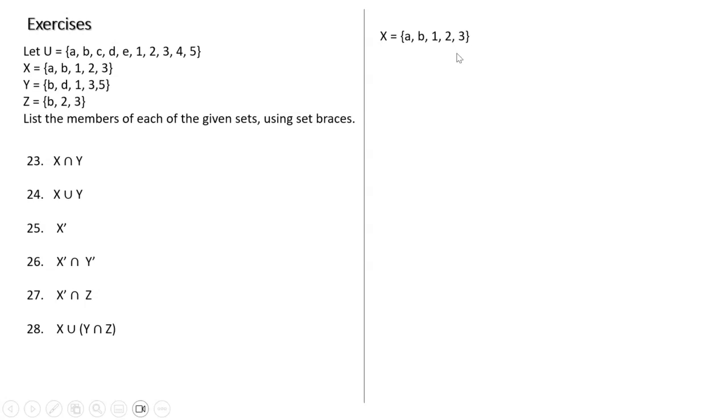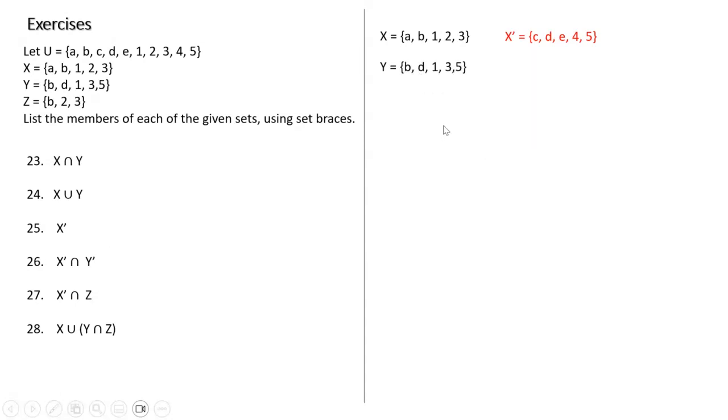So there's a 6, right? The complement of X, or not X, then you have to go to the universal set, which means not A, not B, not 1, 2, 3. So the answer will be C, D, E, 4, 5, because C is also not in X.